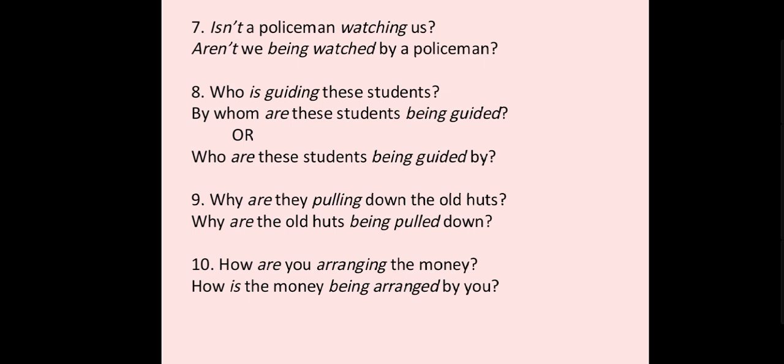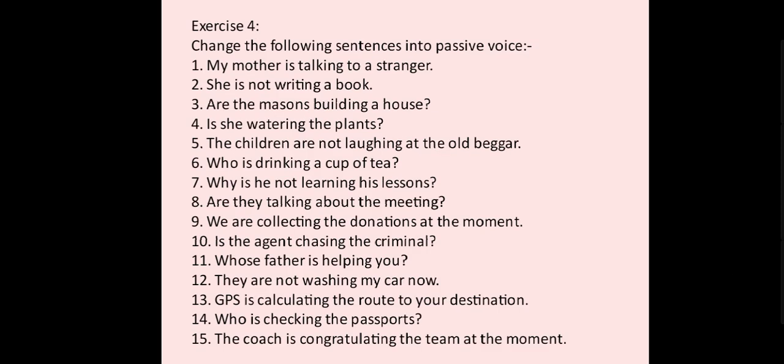But in my next sentence, I have written it for your example. How are you arranging the money? Our answer will come like this: How is the money being arranged by you? Here I have mentioned "by you", but in the ninth I have not mentioned it. Both ways, your answer is correct. Children, for your practice of these rules, I have given an exercise here. Please practice it. You need to change these sentences of present continuous tense into passive voice.